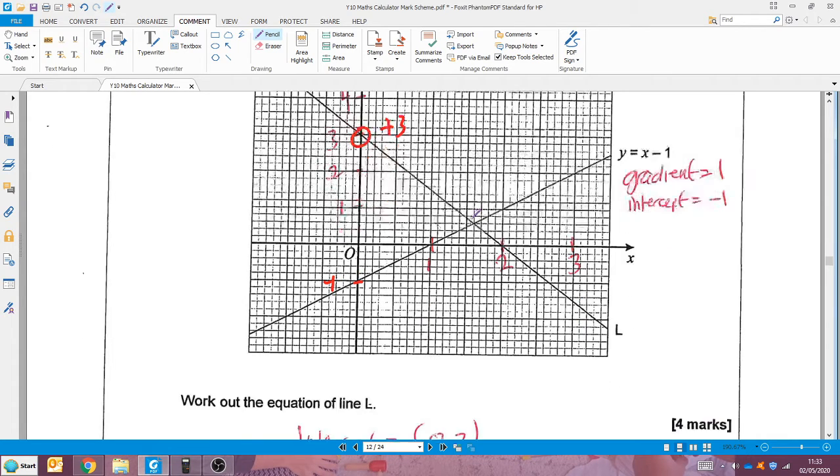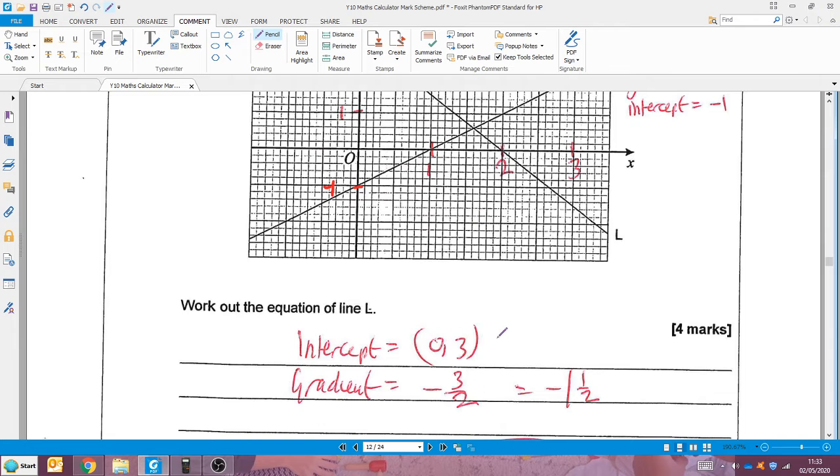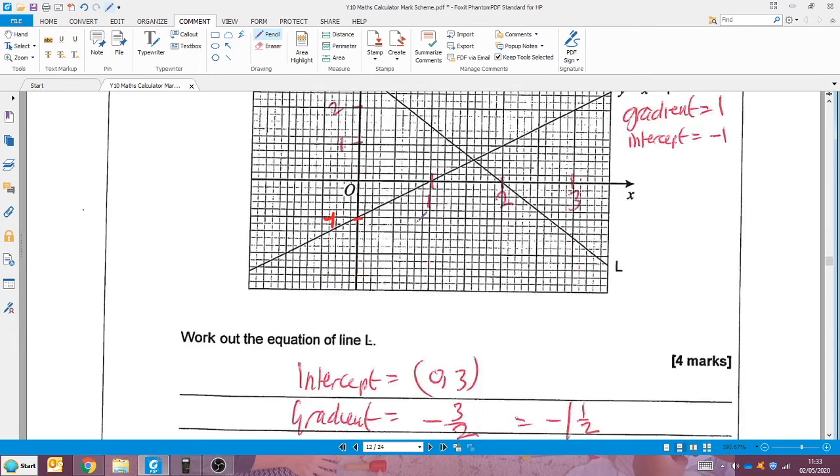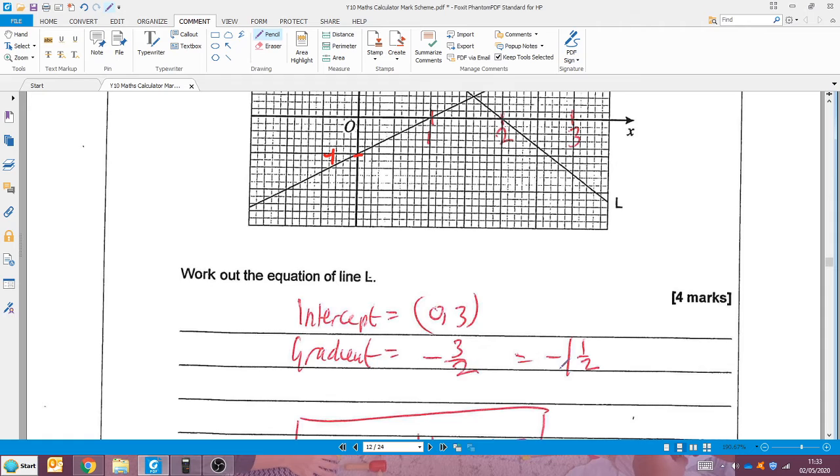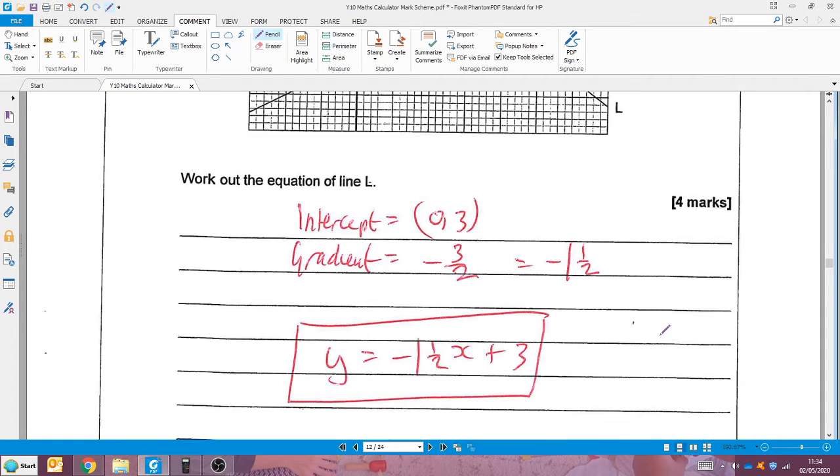It's a negative gradient. So the intercept is (0, 3), as I talked about before, and the gradient can be -3/2 or -1.5. Put the two ingredients of the cake together. y = mx + c. y = -1.5x + 3.